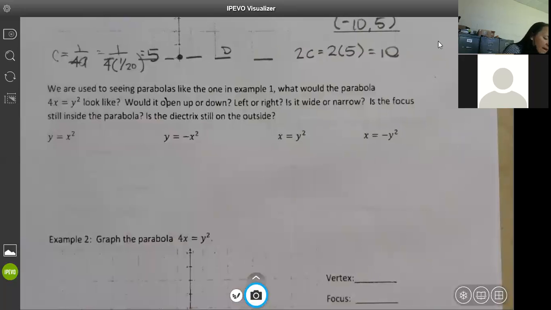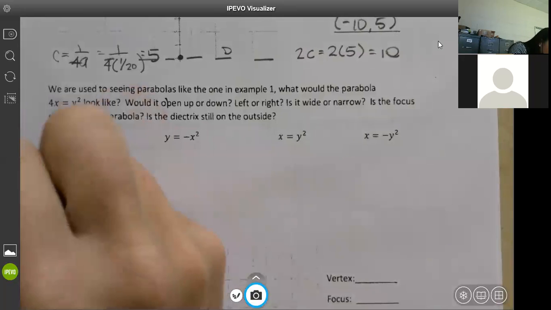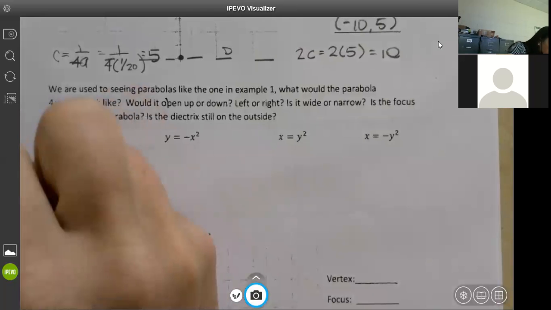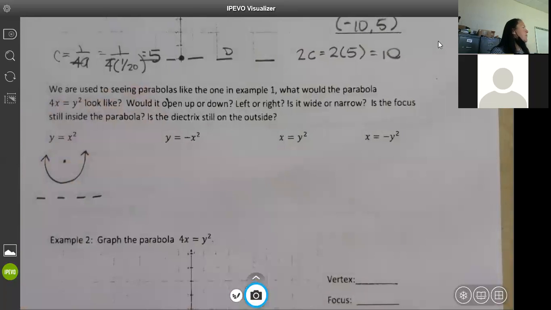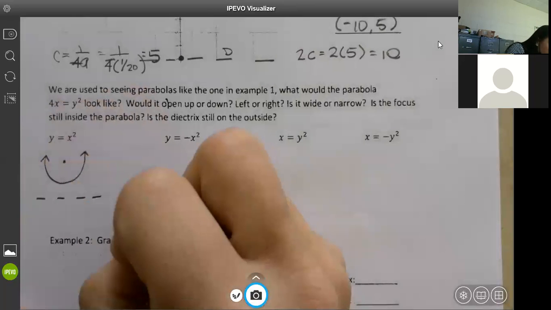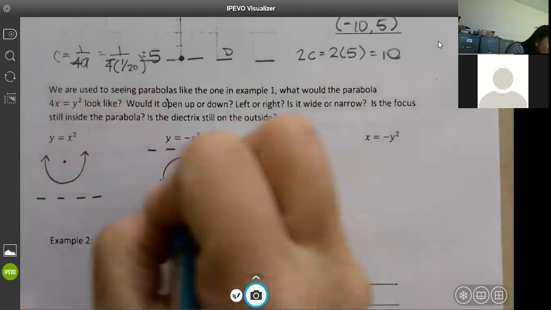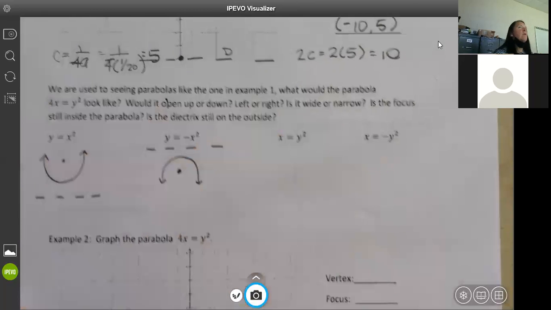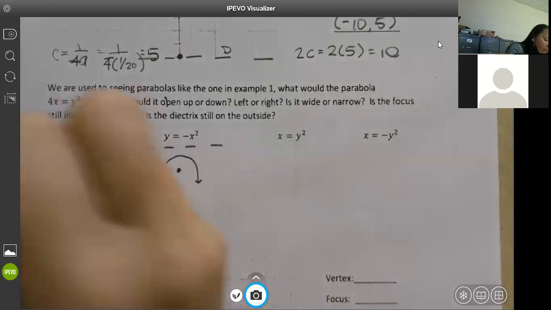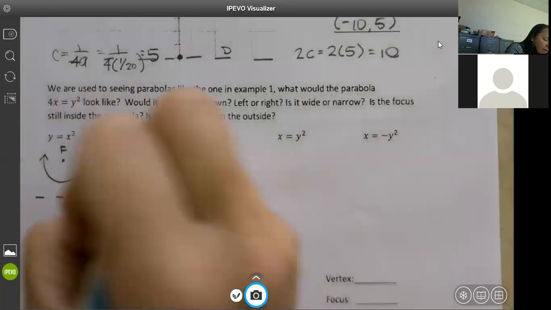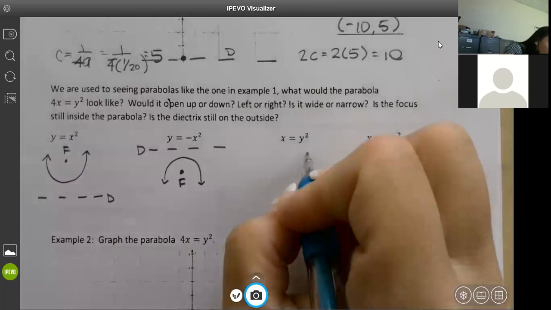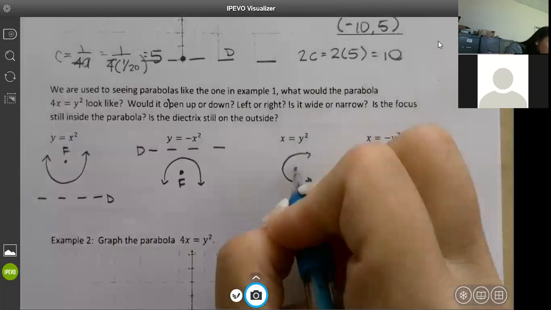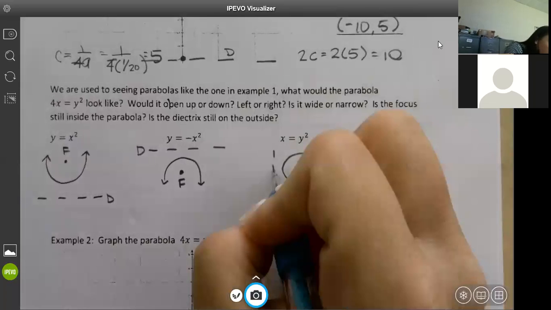So if it's y equals x squared, it's going to point up. Your focus is inside. Your focus is always inside regardless of how it points, and your directrix is always outside. So a negative x squared is going to point down. Directrix is always outside. Focus is always inside. So if you need to put the F and the D, that's fine. x equals y squared is going to go to the right. Your focus is still going to be inside. Directrix is still going to be outside.